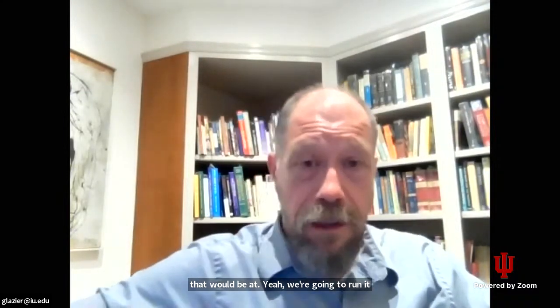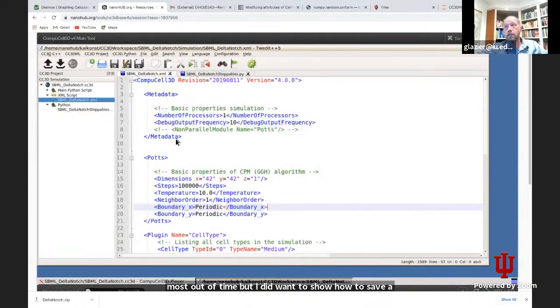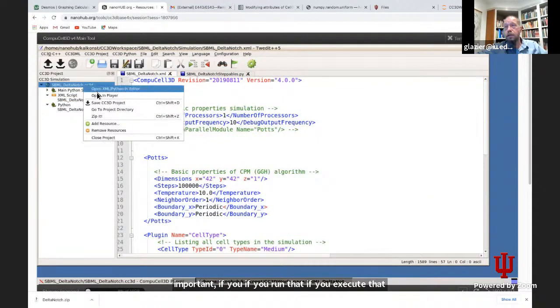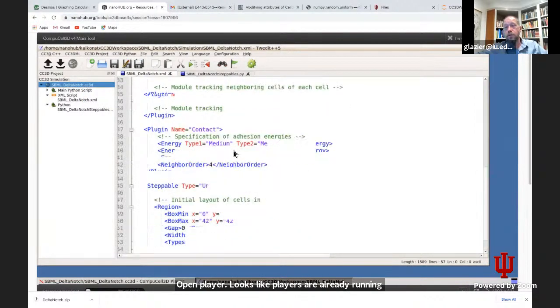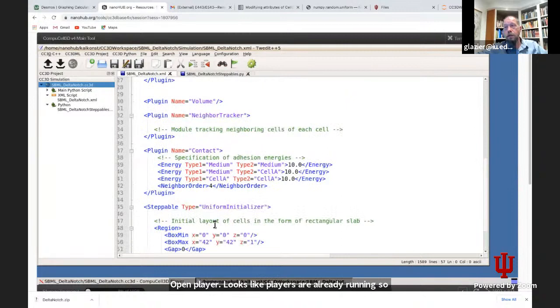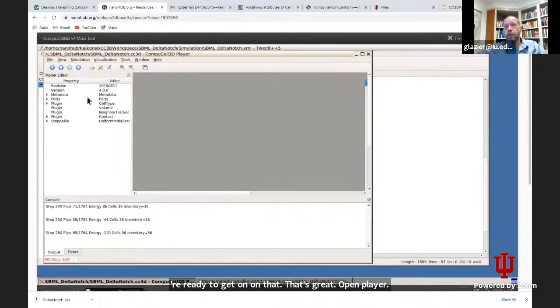We're almost out of time, but I did want to show how to save a movie because I think that's important. So if you execute that, you're running it on NanoHub. That's great. Open in player. Looks like player's already running, so you should just be able to switch on the bottom to player. Okay, hit run.